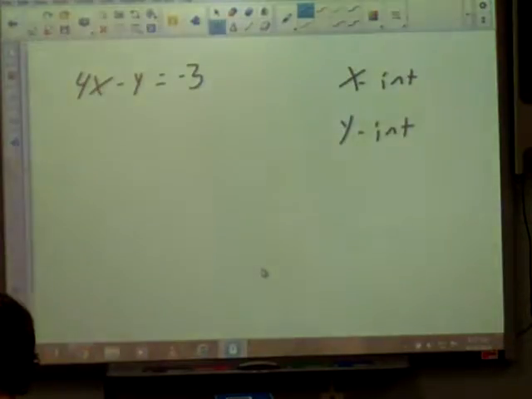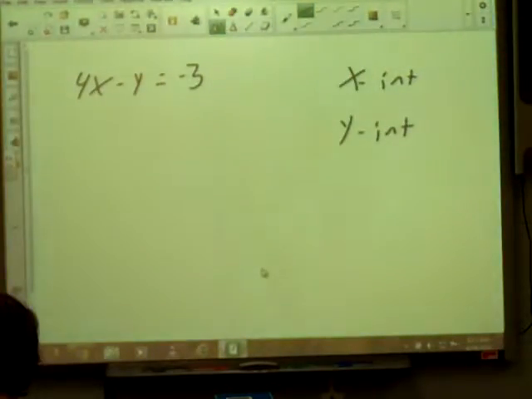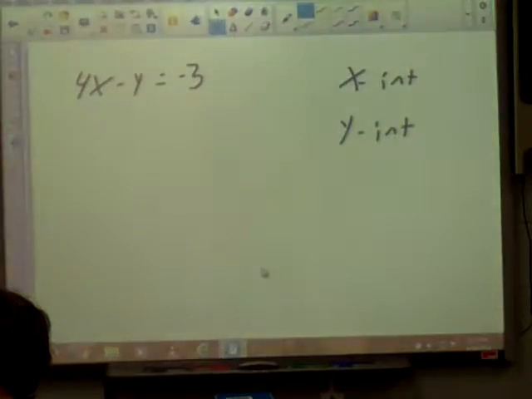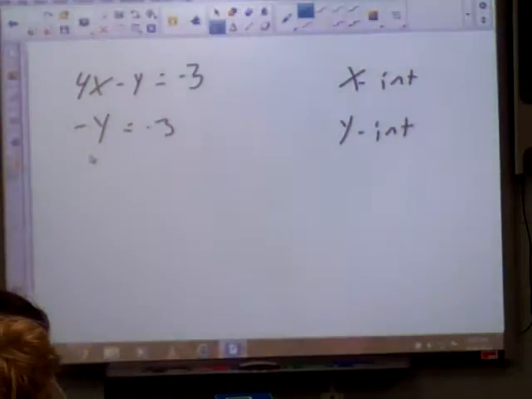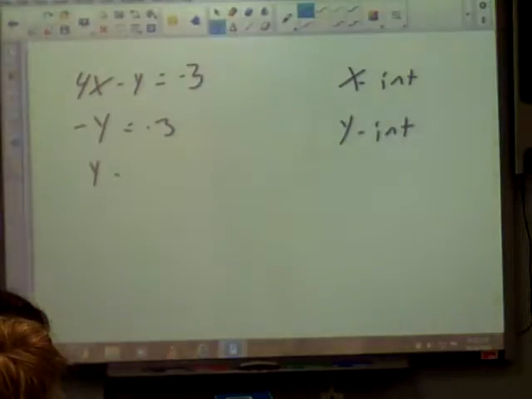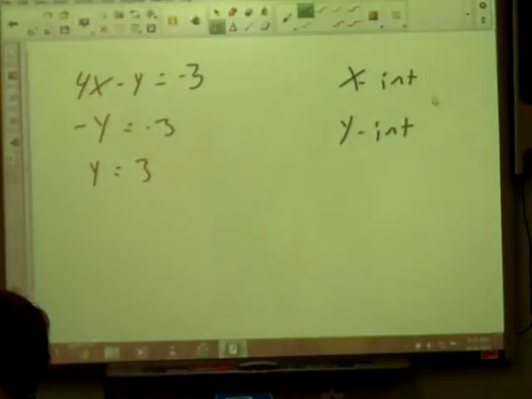Everybody got it? All right, Austin, which one did you find first? Y. So he put a 0 in for the x, so he had negative y equals negative 3. That one's pretty simple. Just divide by negative, which switches all the signs. So everybody get (0, 3) for your y-intercept?